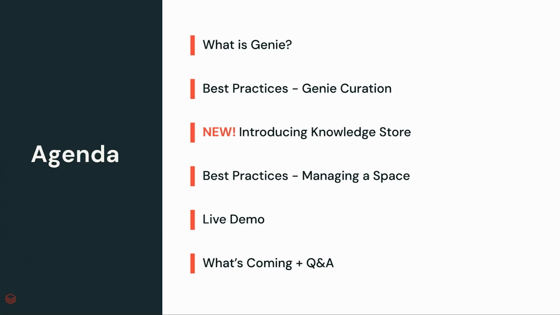So a quick agenda, we'll start with a refresher on what exactly Genie is. Next, we'll talk about the best practices on how to set it up, especially with our new knowledge store. Then we'll talk about how to manage a production space, and then Shah will take us through a live demo to showcase how to add this context to Genie. We'll wrap it up with a roadmap and a Q&A.